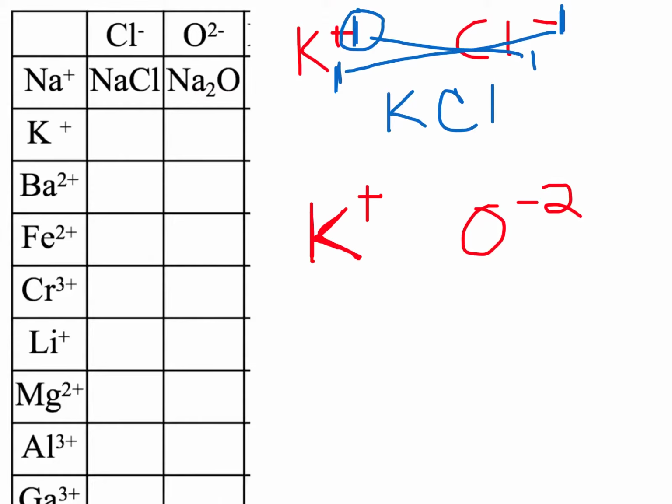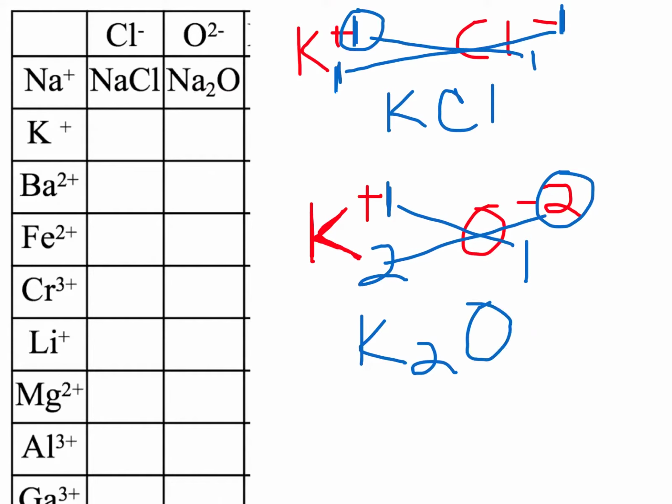So now for the next one, for potassium and oxide, and this would be potassium oxide if we were naming it. This is a plus 1, so we would need 1 oxide. This 2 tells us that we would need 2 of the potassium. So that's K2O. So our formula here would be KCl, and here it would be K2O.